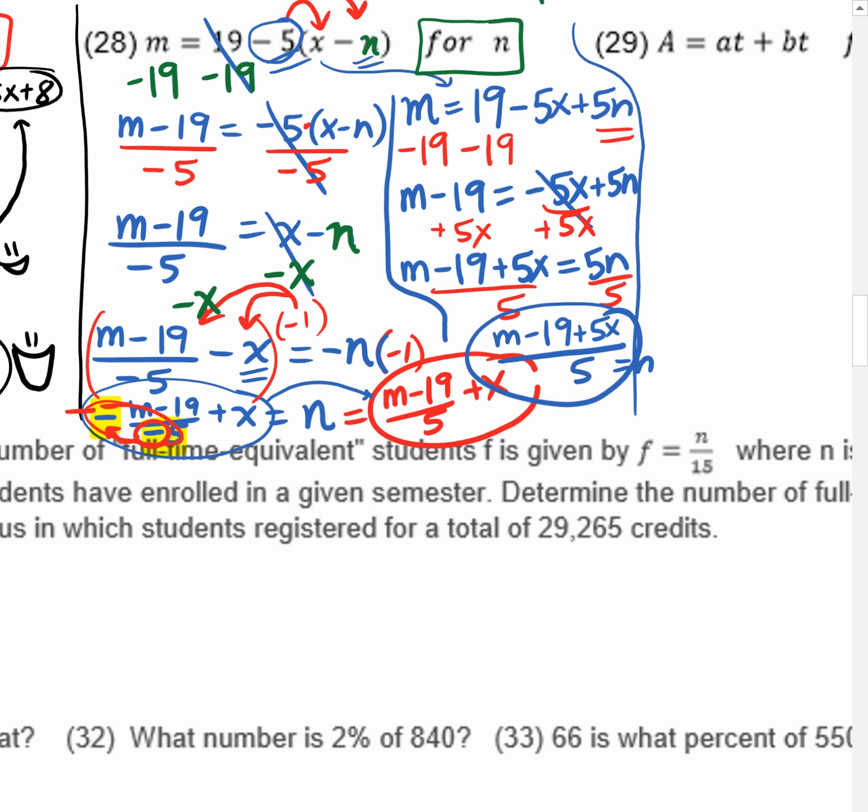And you cannot cancel those 5s, unfortunately. You have to leave it like that. You can only cancel those 5s if every single term in the numerator had a 5 in common. But m doesn't have a 5, and neither does 19.